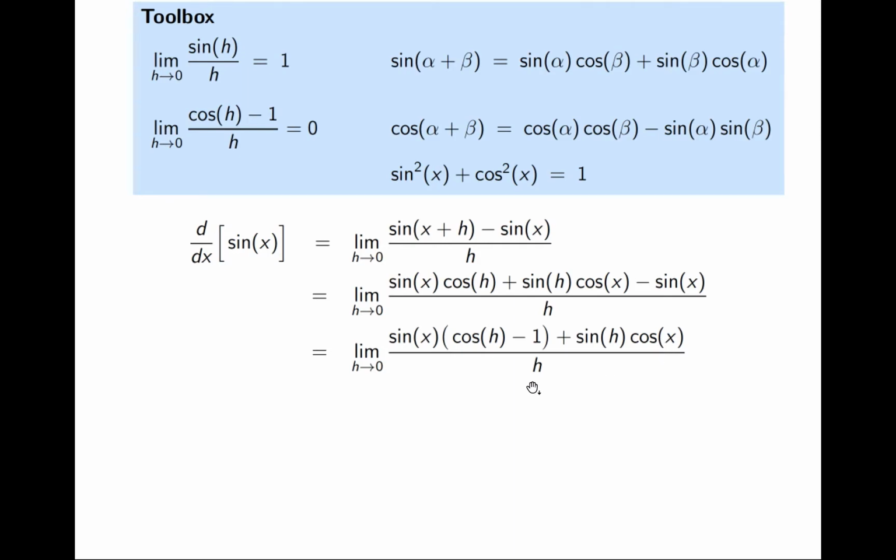Okay, let's see what we have. Look at this, a cosine h minus 1 over h. And we've got this limit, and also a sine of h over h, matching this limit. So let's break up this sum in the fraction as two separate fractions, both over h, and write the first part as sine of x times cosine h minus 1 over h, right there, and the second part as sine of h over h times the cosine of x.